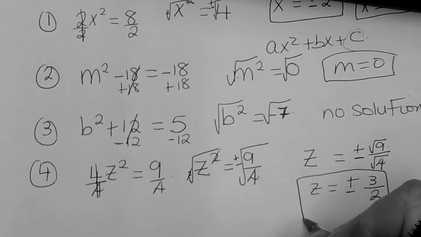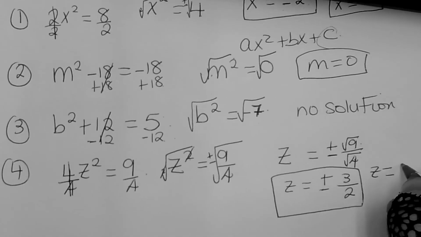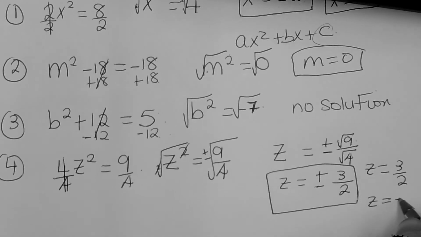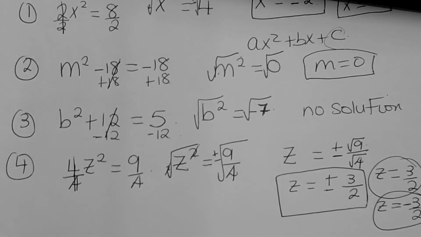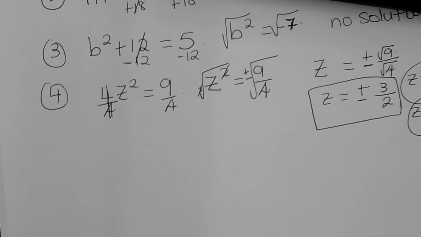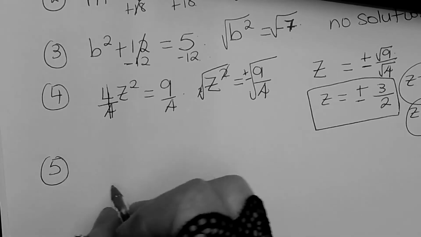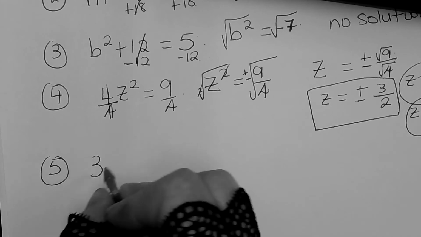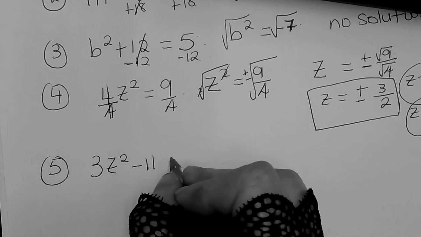That is perfectly acceptable like that, or you can write them out separately. You can say z equals 3 over 2, or z equals negative 3 over 2, and those are your 2 solutions. Okay, so the next example, example 5, they just add a little bit more to it. 3z squared minus 11 equals 7.